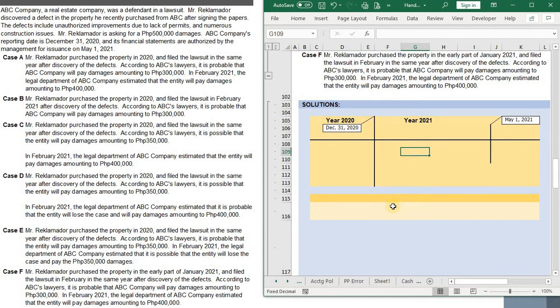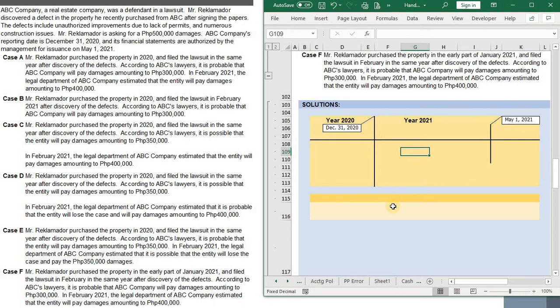Now let us proceed to the last case, case F. Mr. Reclamador purchased the property in the early part of January 2021 and filed the lawsuit in February of the same year after discovery of the defects. According to ABC's lawyers, it is probable that ABC Company will pay damages amounting to 300,000 pesos. In February 2021, the legal department of ABC Company estimated that the entity will pay damages amounting to 400,000 pesos.